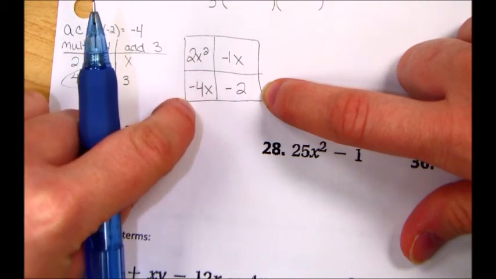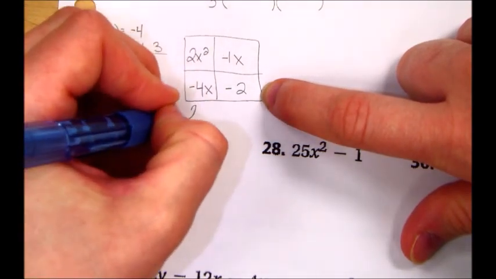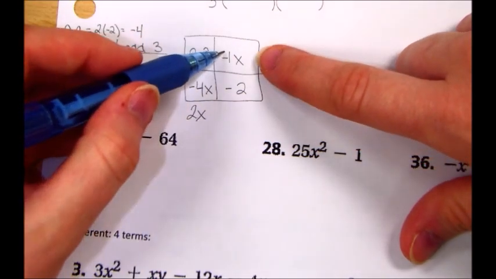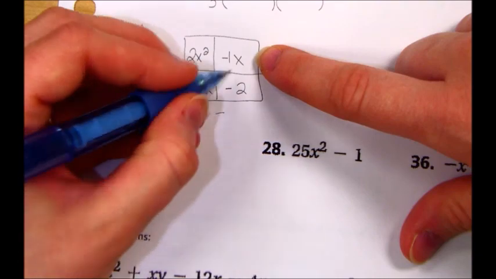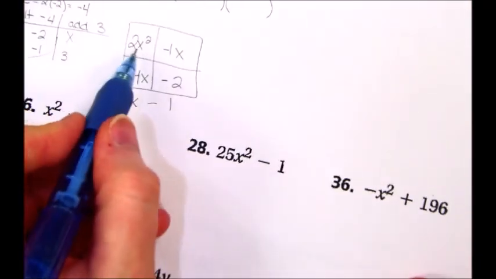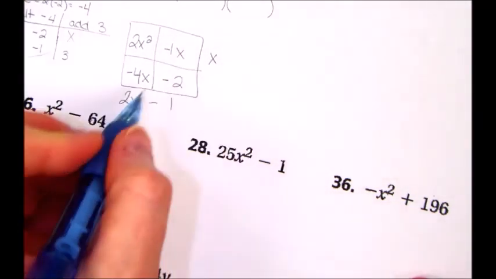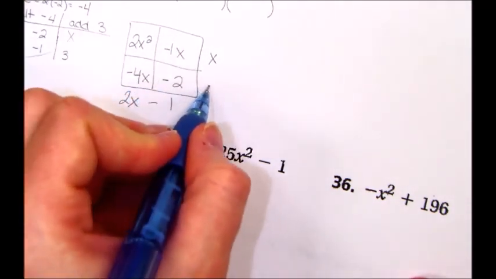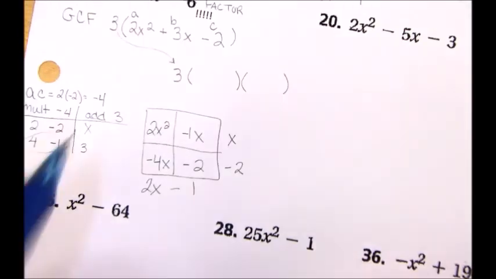Pull a GCF out here going down. So you're going to pull out a 2 and an x. Pull a GCF here out. Now you're going to pull a negative out because the first one's negative and the only number that goes into both of them is 1. Working your way across, the only thing that goes into both of these is an x. Working your way across, I see a negative in the front and they both have a 2. You are done factoring now.